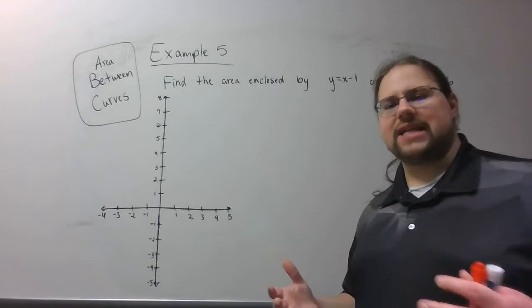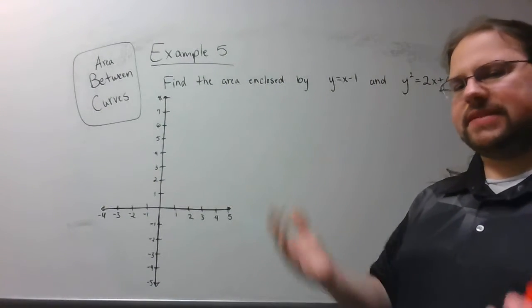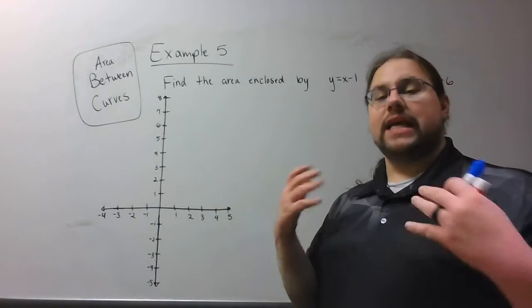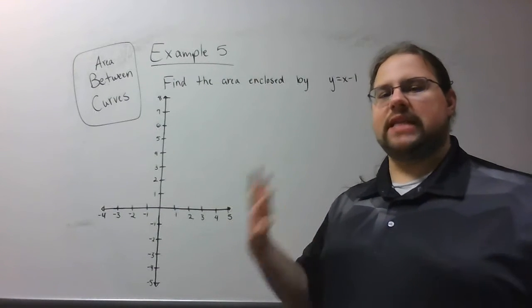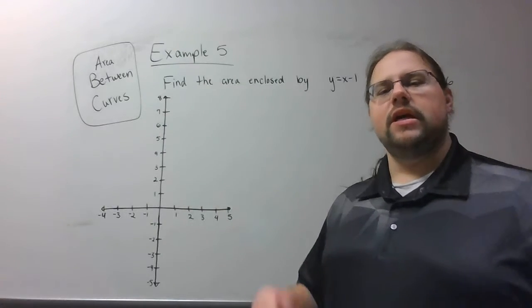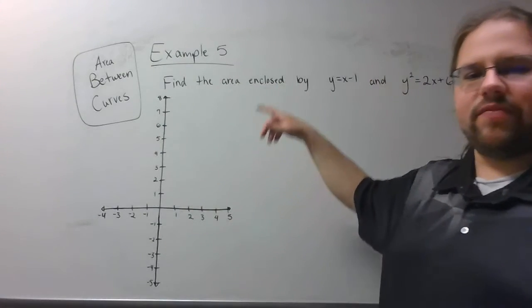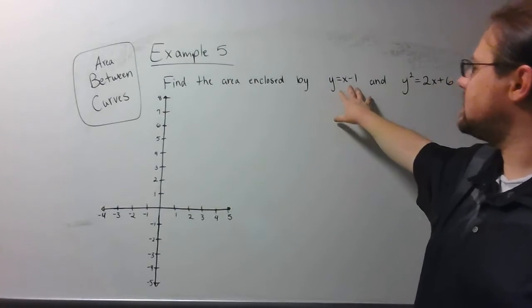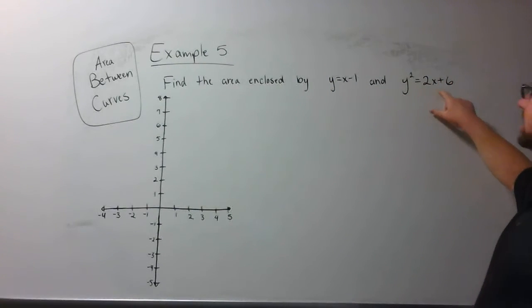All right, so in the last video, we were talking about doing a specific example where we did it two different ways. I'm going to show you another example where, in this case, one method is definitely going to be easier than the other method. And so in this example, we're going to find the area between the two functions y equals x minus 1 and y squared equals 2x plus 6.